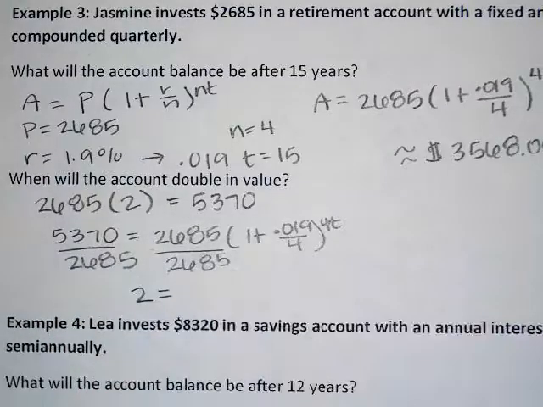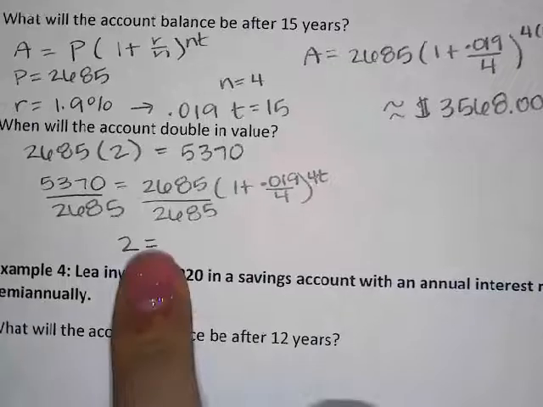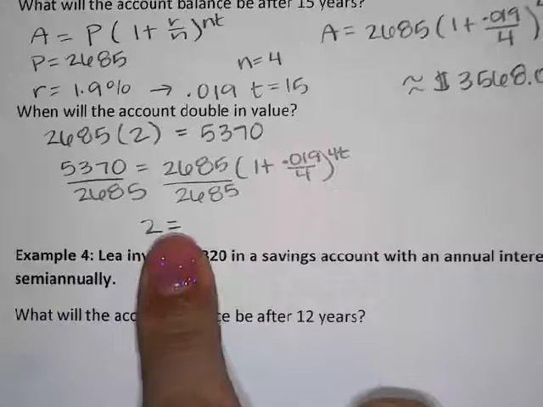Okay, so we had just started solving this one. We plugged all the numbers in. We knew that we had to divide the 2,685.